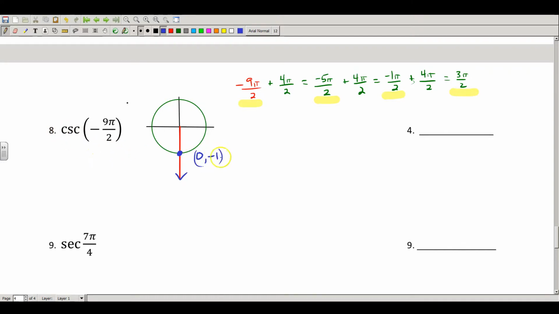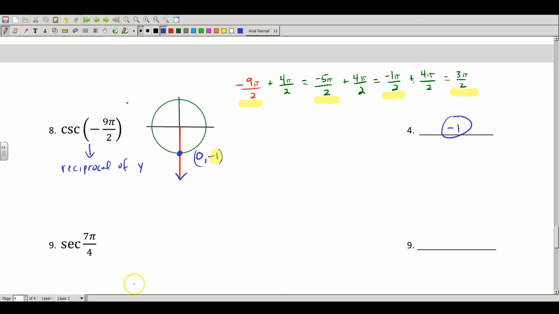And then we think about cosecant. Cosecant is 1 over the y value. It's the reciprocal of the y value. Well, if you look, the y value is -1 right here. The reciprocal of -1 over 1 would just be the same thing. It would be -1, right? So our answer here would just be -1.